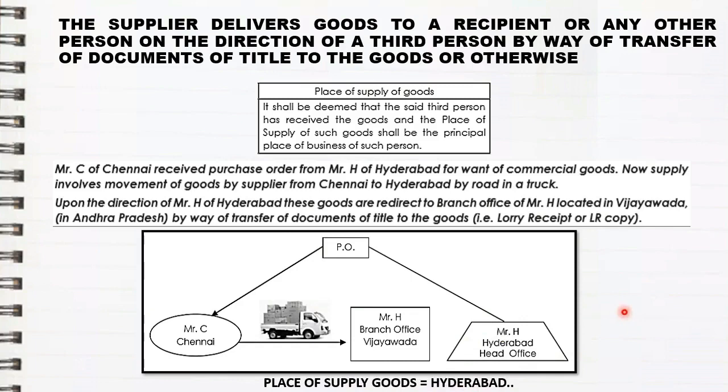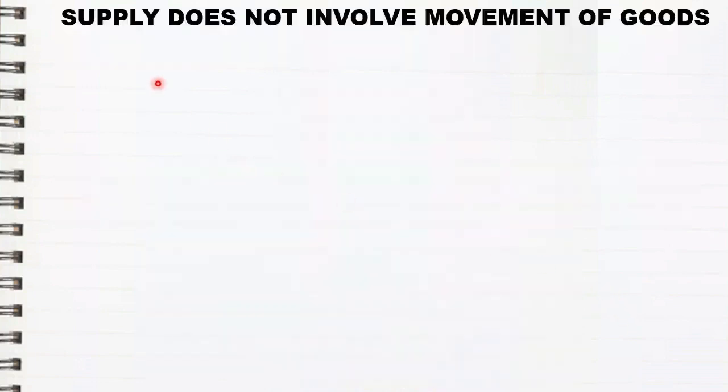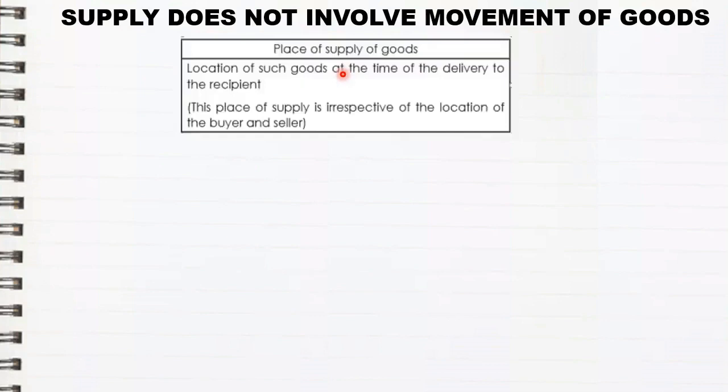Now let us see the next rule. Now the next rule is based on where the supply does not involve movement of goods. It means the goods are not going from one place to another. So in this, place of supply will be based on what? The place of supply of goods will be based on the location of such goods at the time of delivery to the recipient. This place of supply is irrespective of the location of the buyer and seller.